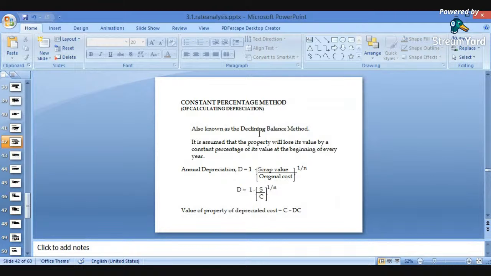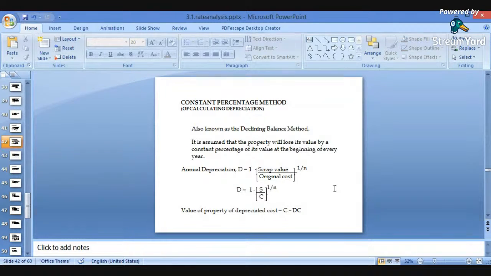Again, the constant percentage method, where the percentage is fixed, is also called the declining balance method. Here it is assumed that the property will lose its value by a constant percentage of its value at the beginning of every year. So at a constant percentage, it will lose the value of the property.